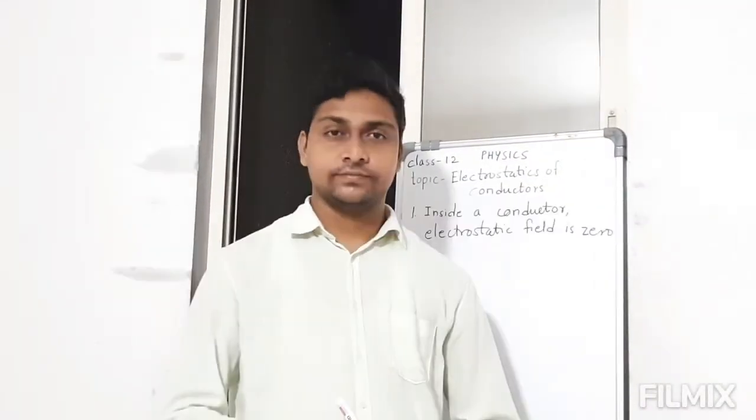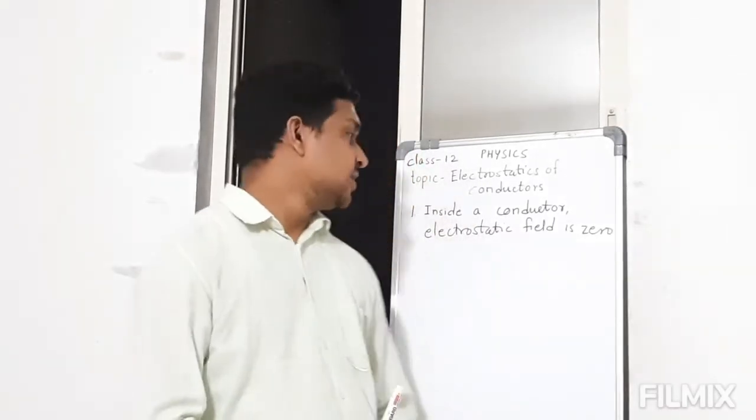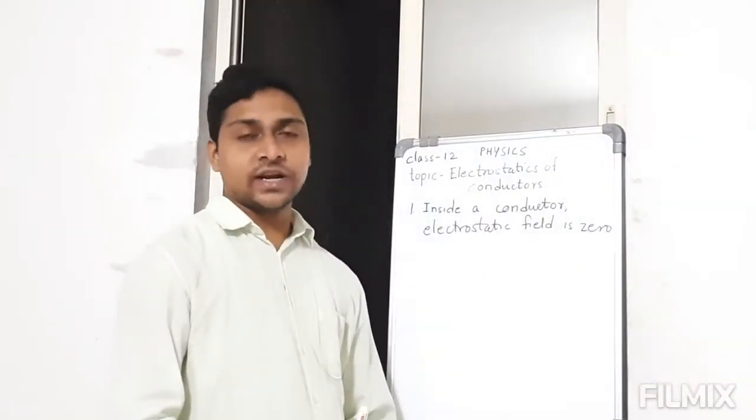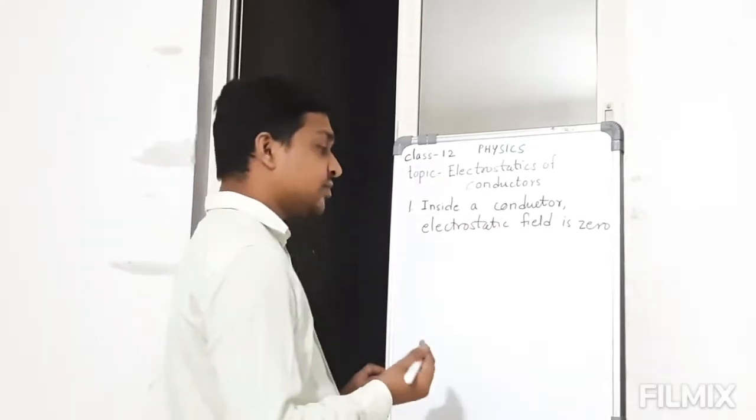Here we are going to learn 6 different properties. So the first property is, inside a conductor the electrostatic field is 0. Inside a conductor, electrostatic field is 0.